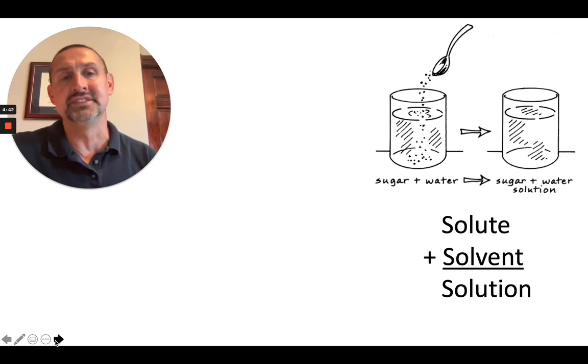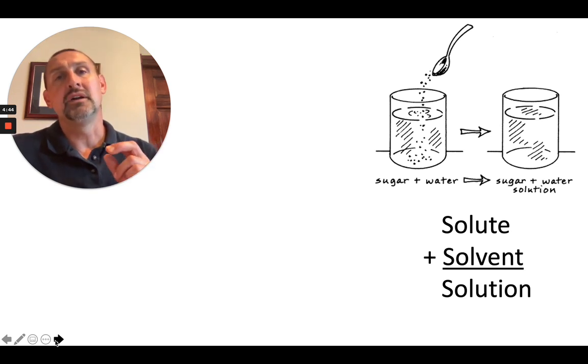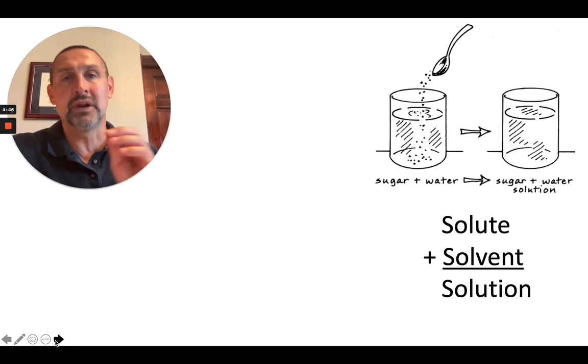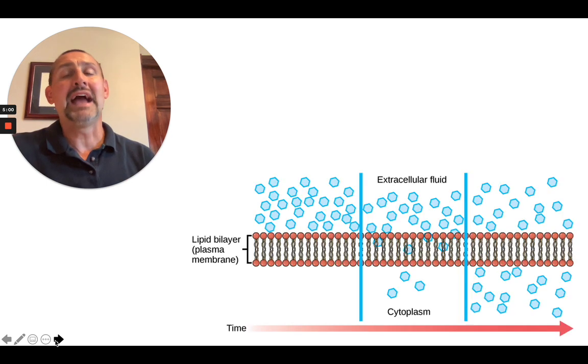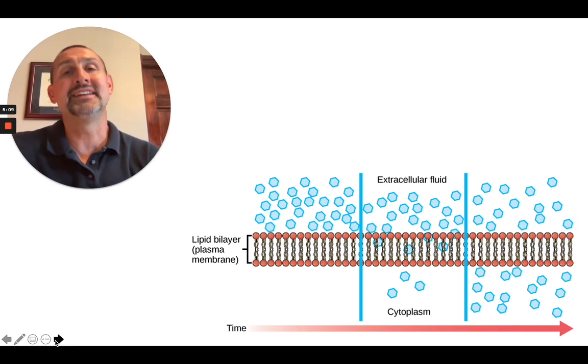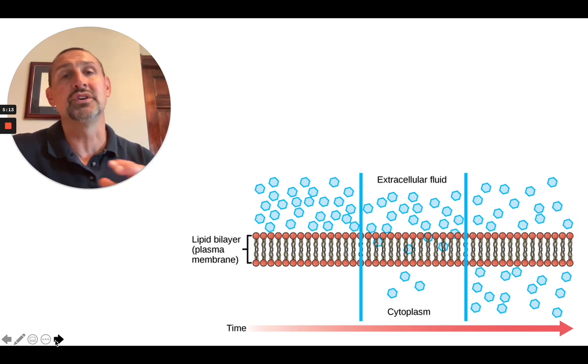To understand a little bit about diffusion across membranes, we need to understand a little bit more about solutions. Solutions are made of two parts: the solute, whatever you're mixing, and the solvent, the thing that's doing the dissolving. In our body, typically water is the solvent. In this case, we're going to mix sugar with the water to make a sugar-water solution. I can increase the concentration of that solution by adding more solute or sugar. I can dilute the solution by adding more water, the solvent.